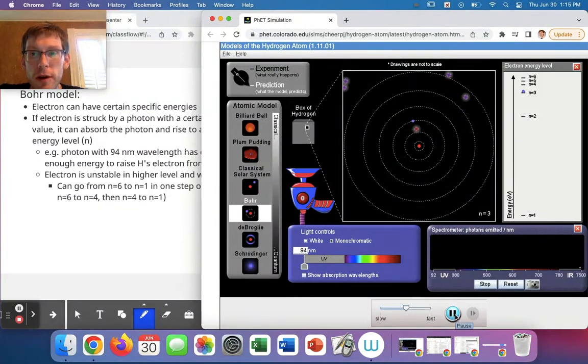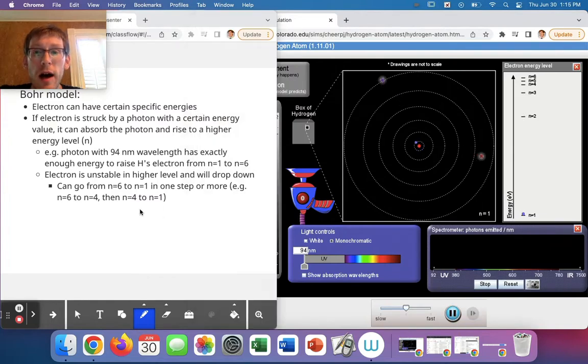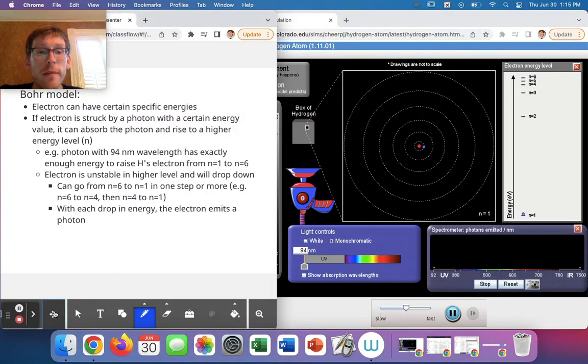So, of course, it's still unstable, and look, it just went from the third down to the first shell, and it released another photon, which we can see floating away here, and it is in the ultraviolet range with a wavelength somewhere in the 90s of nanometers. That's all well and good.